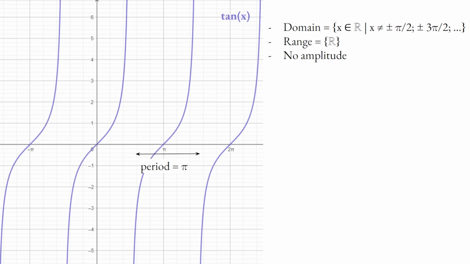Now we have the tan function. As you can see, the domain is x belongs to all real numbers, but x cannot be equal to pi over 2, 3 pi over 2, and so on. And the range is that y belongs to all real numbers. The period, as you can see, is pi, and there is no amplitude.